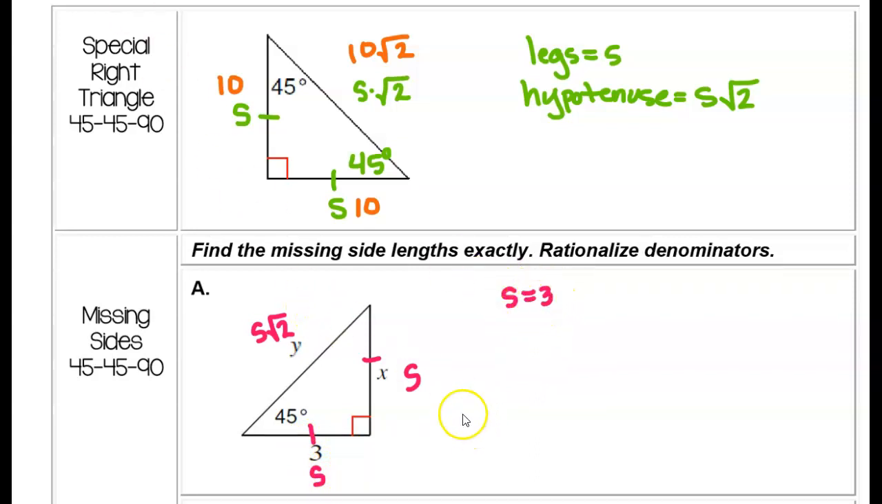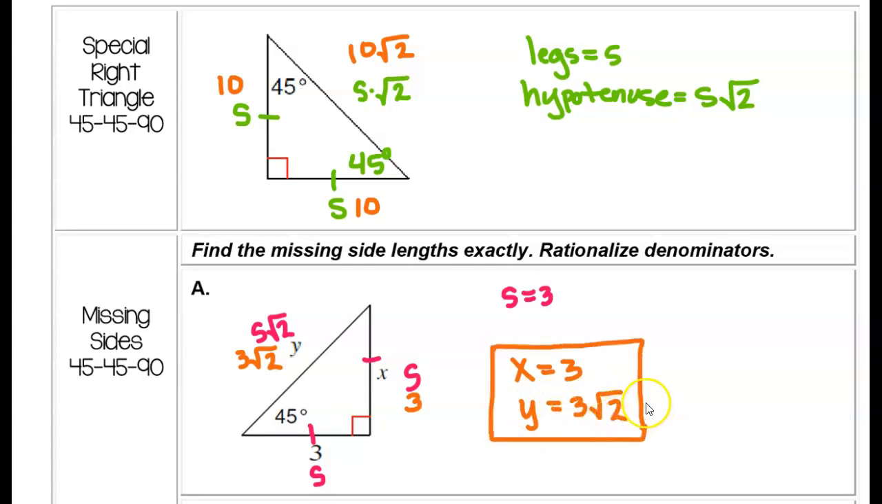So that is going to help us out now because X is also going to be length S. So that is going to be 3. And Y is going to be S root 2, which would be 3 root 2. So if they're asking us what X is, I would say X is equal to 3. That's my other leg. And Y is equal to 3 times the square root of 2. This is approximately 4.2, which definitely seems reasonable since the hypotenuse is the longest side. But for these problems, you are going to write your side lengths exactly.